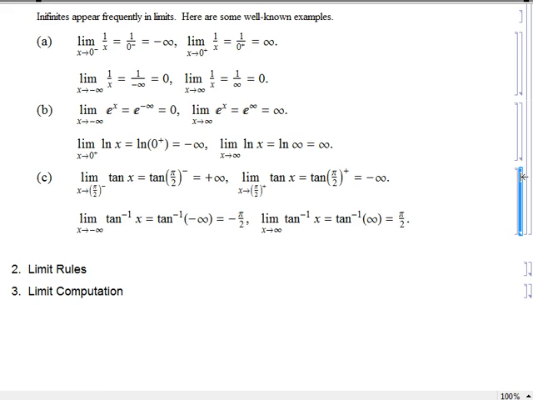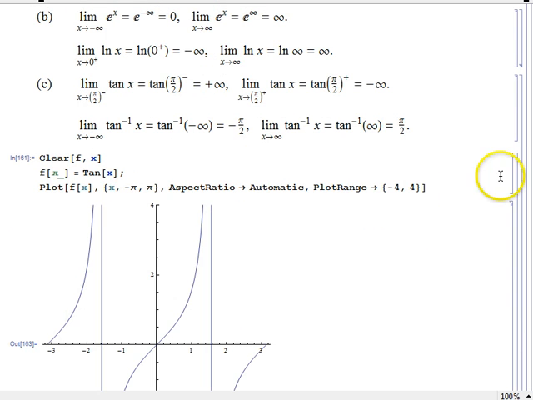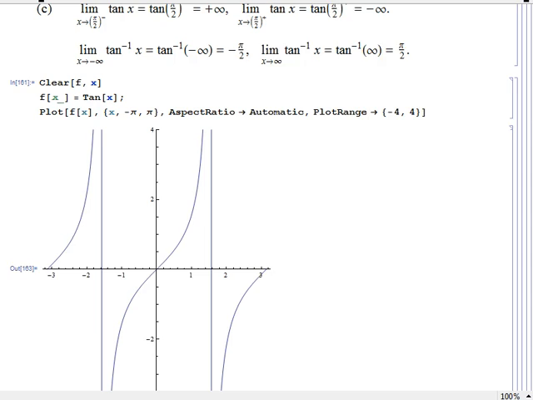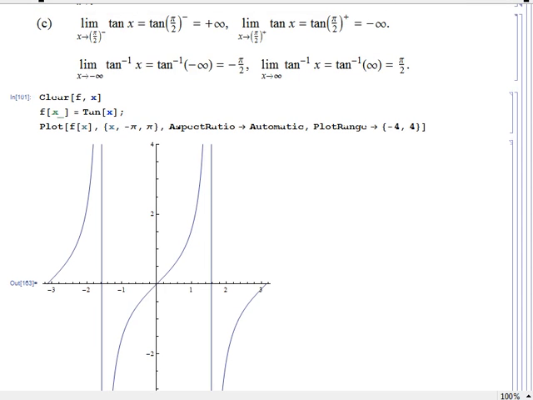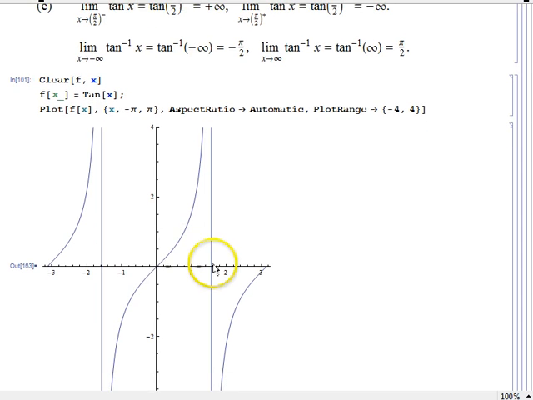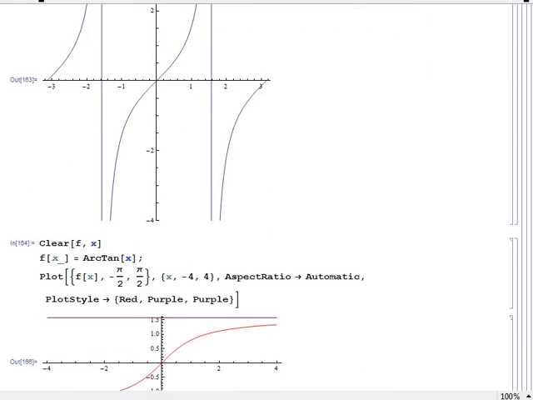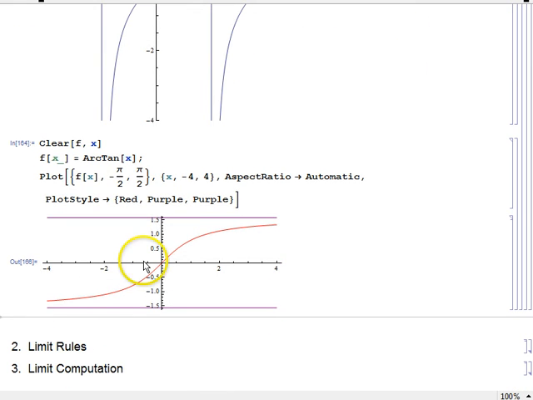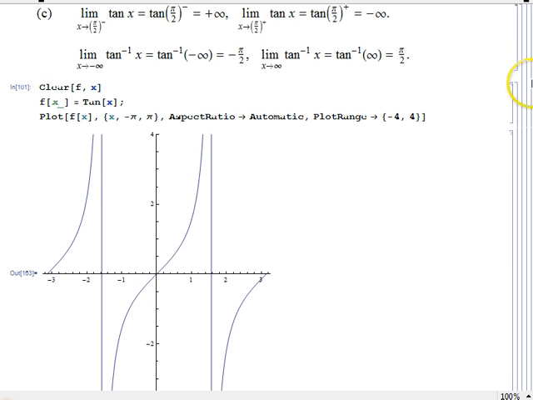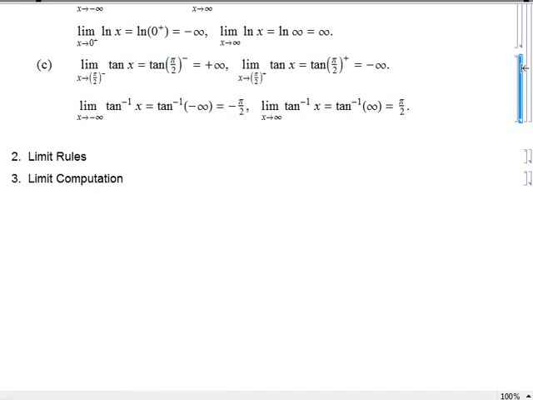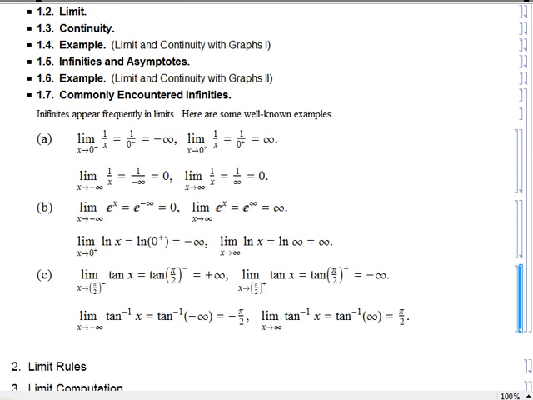And another example that appears relatively often comes from the tangent function. For the tangent function, we have splitting when x is equal to pi over 2 or negative pi over 2 or 3 pi over 2 and so on, because this is periodic. Or the arctangent function, where we have horizontal asymptotes. The limit notations related to these horizontal and vertical asymptotes are summarized like these.